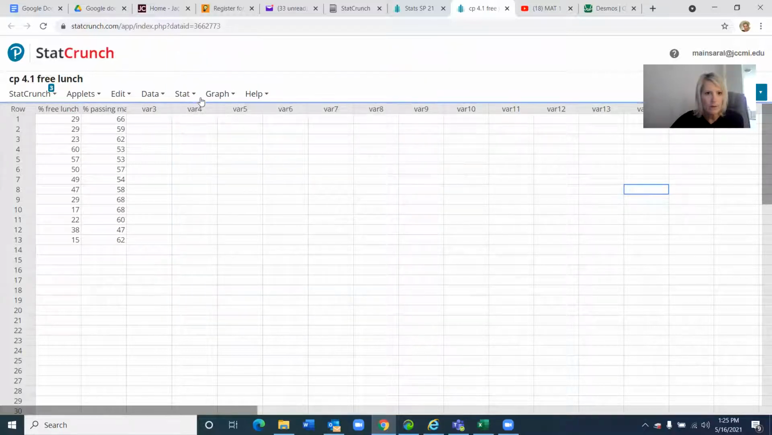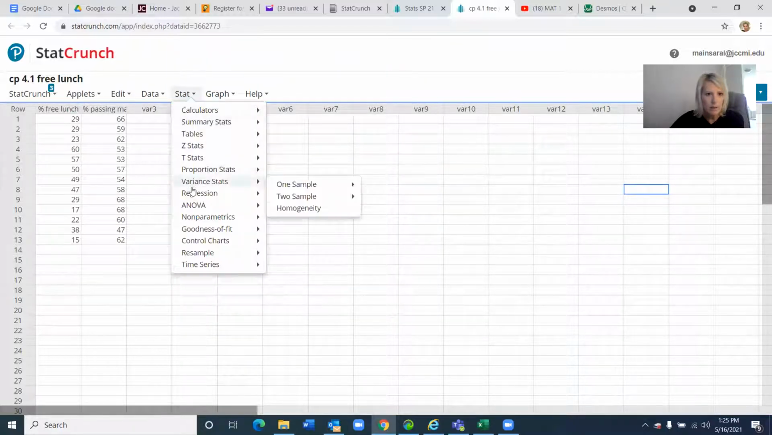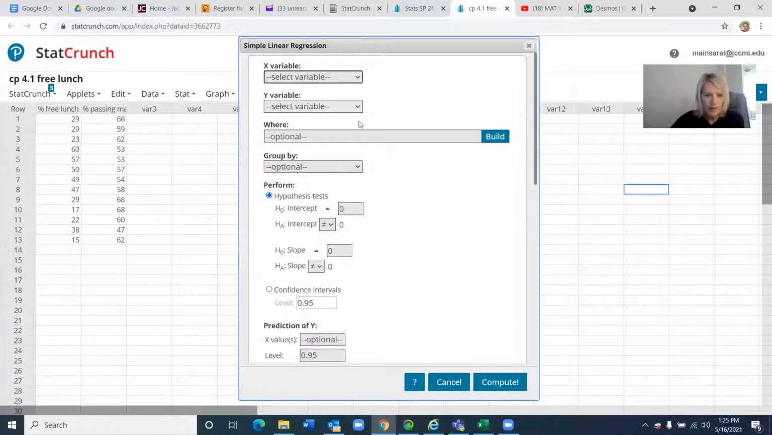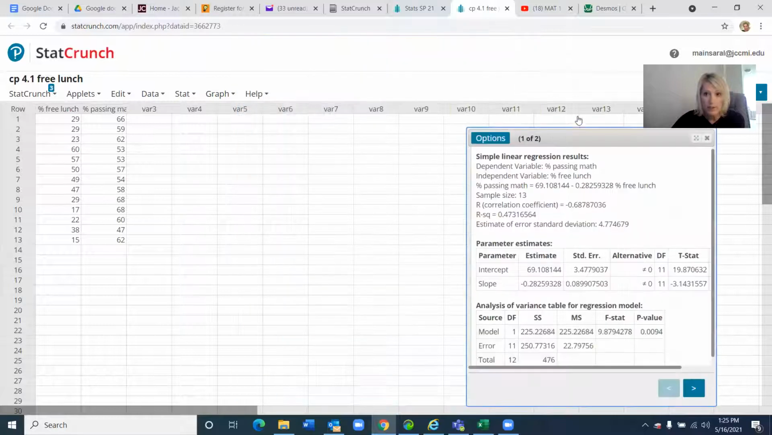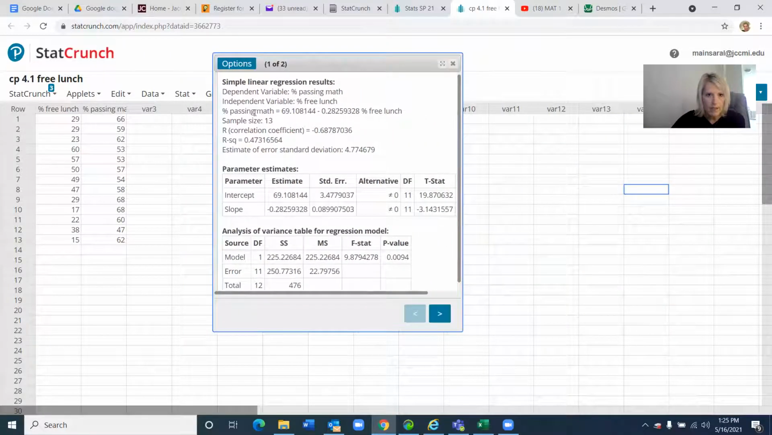Now, we can also go to stat, regression, and simple linear. That's another way. This takes a little bit longer, but free lunch, passing math, and then all you have to do is hit compute. This gives it out in a table form. Remember, it is going to give the dependent variable, passing math, and independent variable, percent on free lunch. Then here's your equation. It's not going to use y and x. It's going to use the variables.